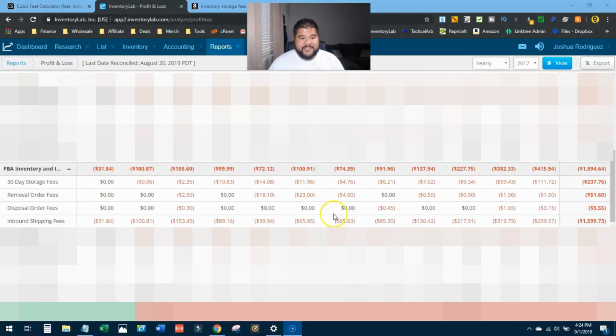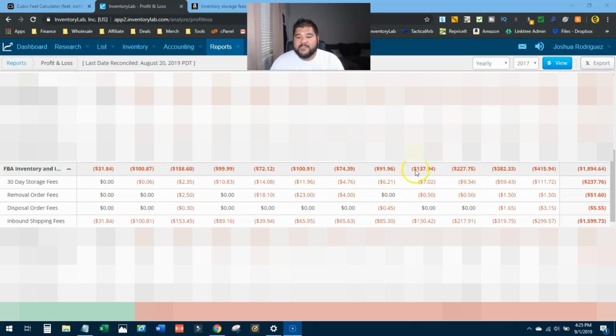But let's focus on these 30-day storage fees. You can see right here I had none. That's because I really didn't have any inventory in, right? I'm just starting out, just sending in inventory. Then you see it goes to 6 cents, $2.35, $10.83, $14.08, went down slightly as I start to adjust my inventory. That's a story for another video, but it starts to go down and then starts to spike back up as I start to ramp my inventory back up, right?